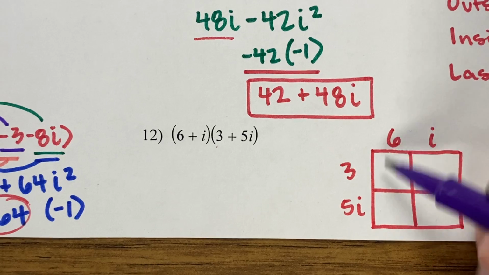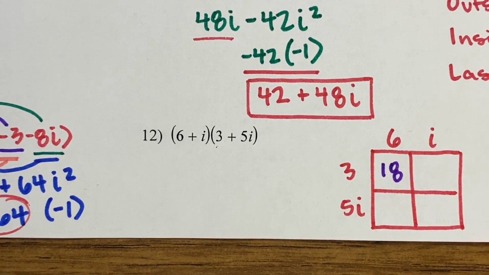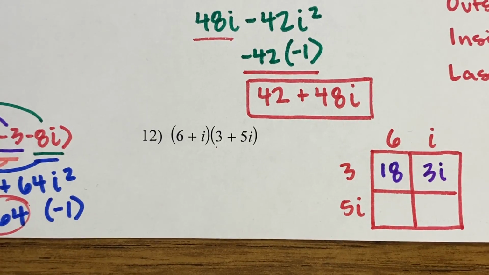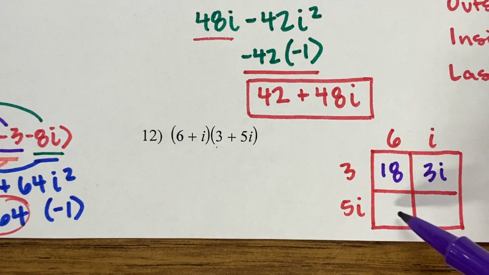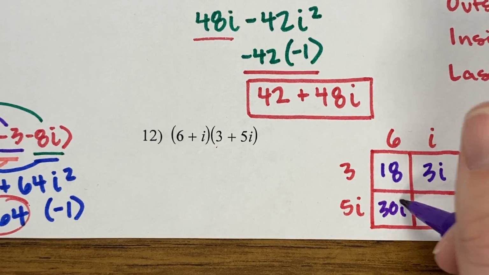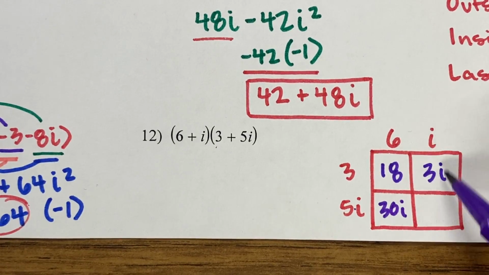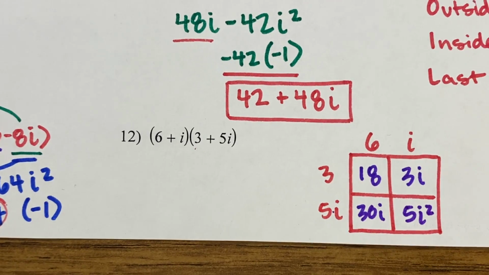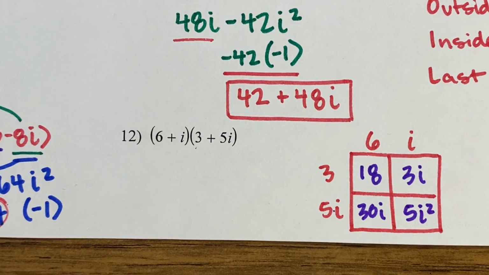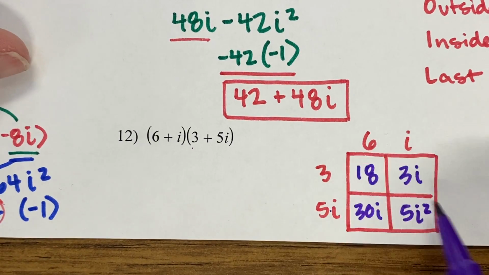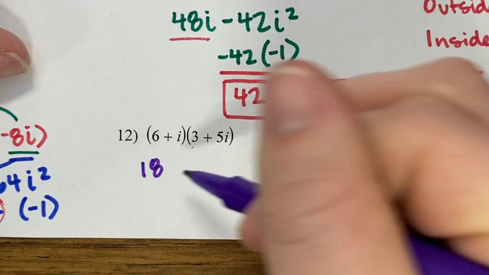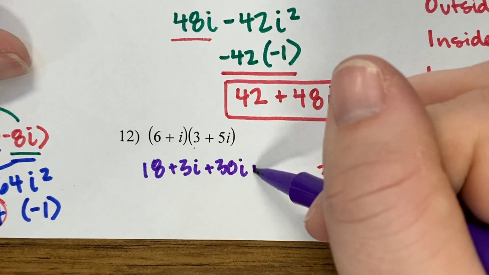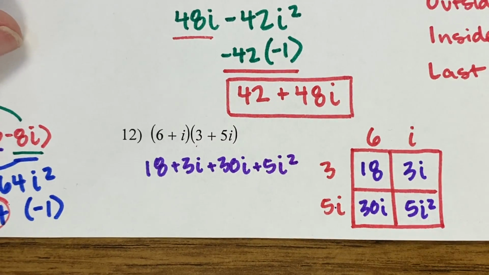So 6 times 3 in my first box gives me 18. 3 times i in my next box, 3i. 6 times 5i is going to give me 30i. And then 5i times 1i, 5i squared. Now I can go ahead and just write these out in the same order I solved them. So I have 18 plus 3i plus 30i plus 5i squared.